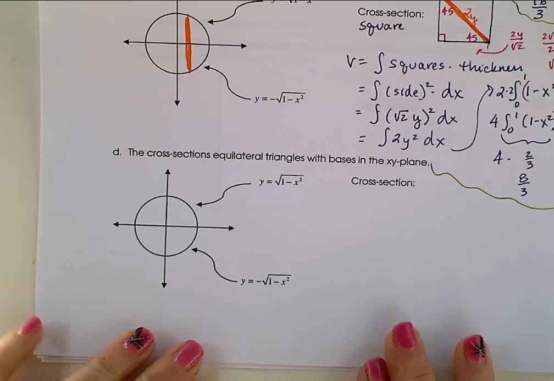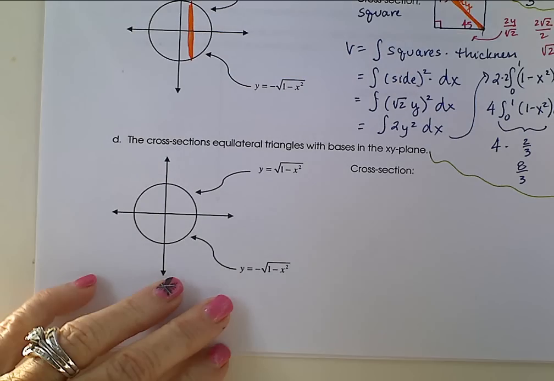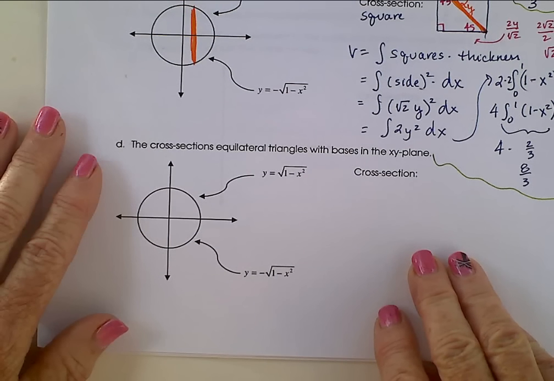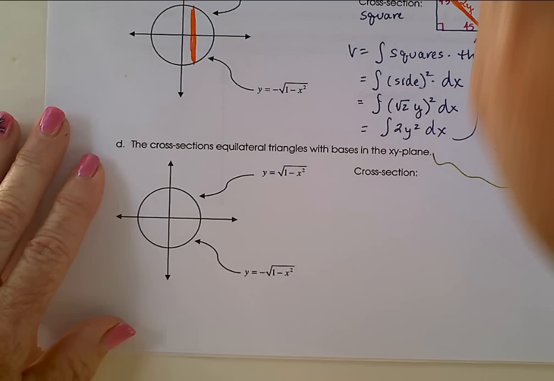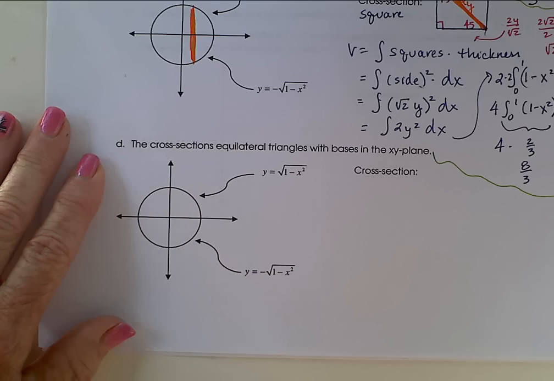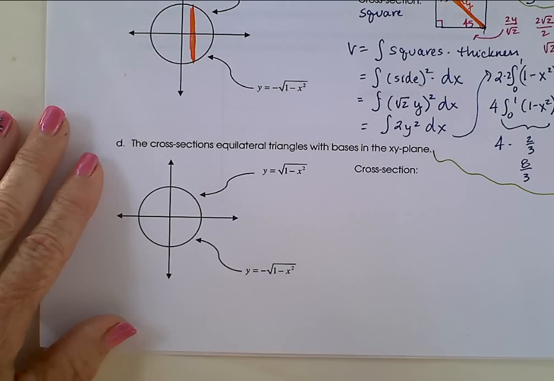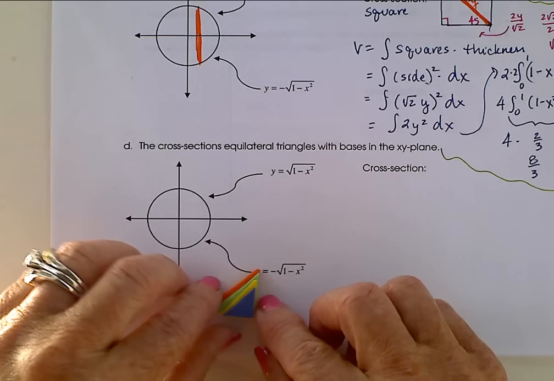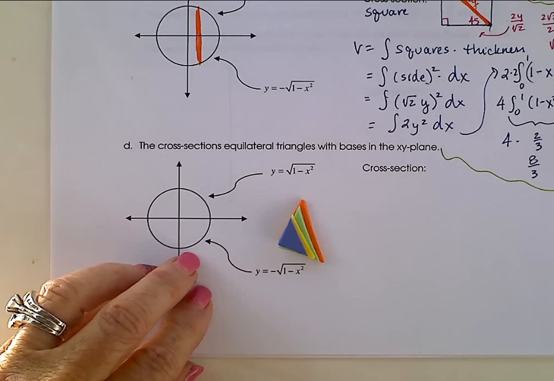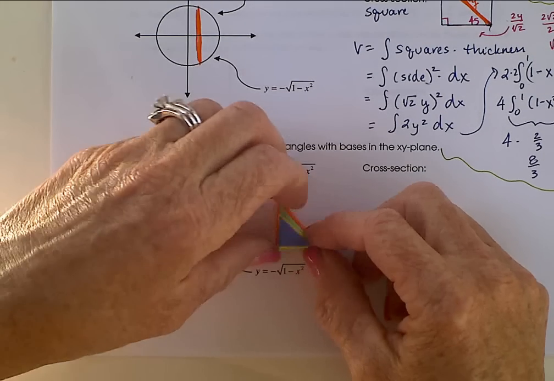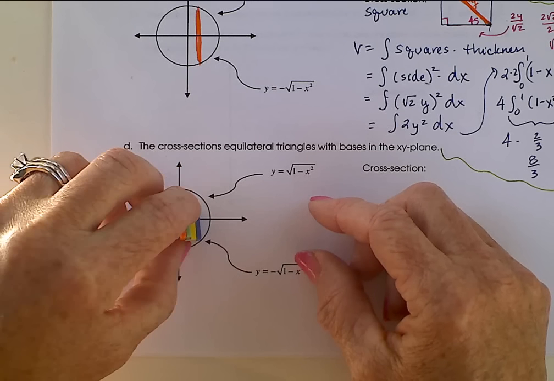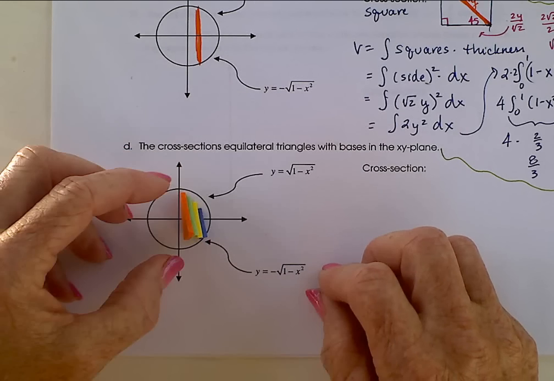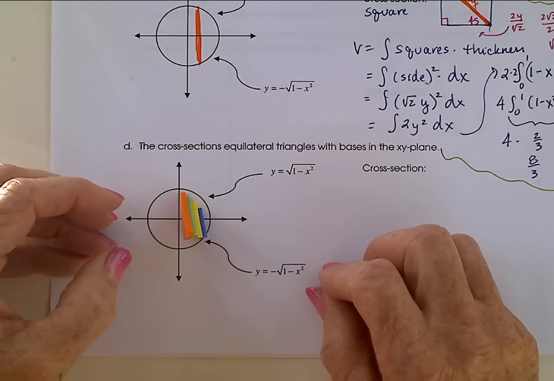Alright, last one here. Cross sections are equilateral triangles with bases in the XY plane. I am sorry I did not have any equilateral triangles with me, but I've got some other triangles that you can imagine. Hopefully, here's some triangles sitting this way. Those are equilateral triangles. You have to imagine equilateral triangles. I'm sorry, it's the best I got right now.